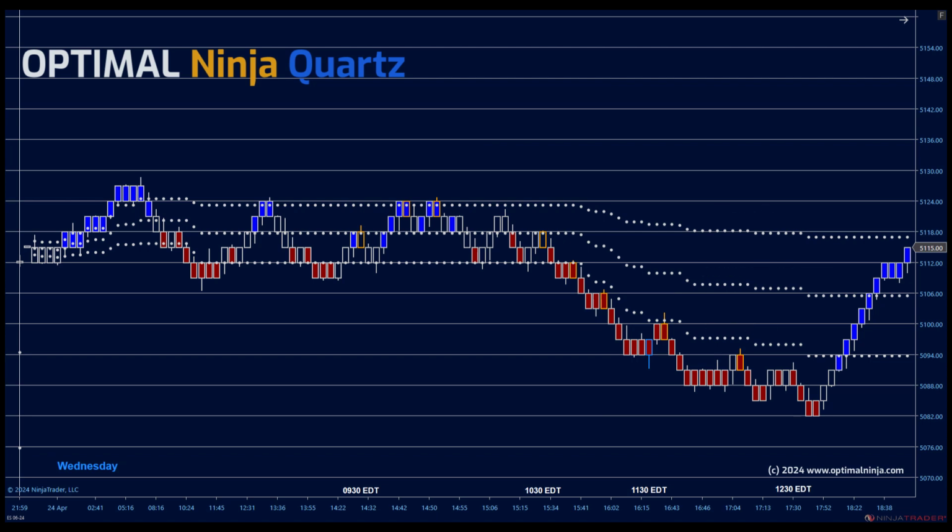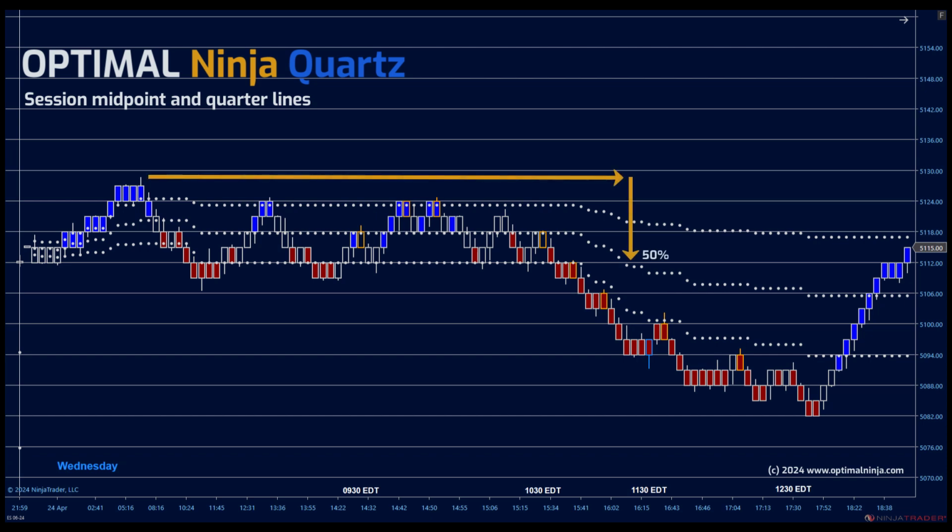Again, I've disabled other elements of Quartz just to keep these early videos simple and to introduce the concepts one by one. Before we look at the trades, a brief word about session midpoint and quarter lines. Midpoint is simply the halfway point between the high and low of the session at any one time, and quarter lines are simply 25% retracement levels off the highs and lows.